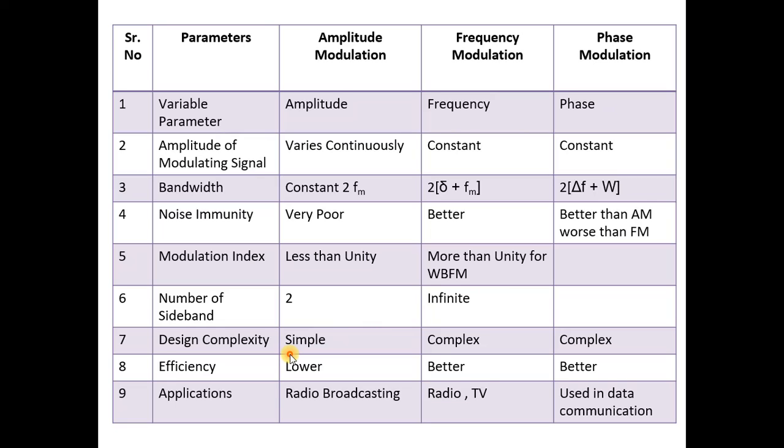The design complexity: in case of amplitude modulation, the circuit design is very simple, whereas in FM and PM, it is very complex. Efficiency: lower efficiency in case of amplitude modulation, whereas the efficiency is better in FM and PM. Amplitude modulation is used in radio broadcasting, whereas in TV sound systems and radio, we prefer frequency modulation. And the phase modulation is used in all the digital data communication systems.